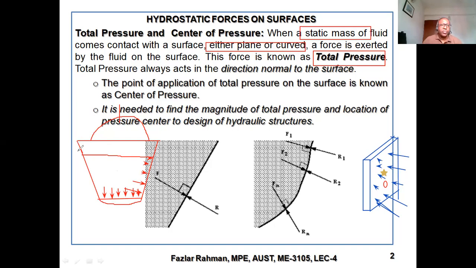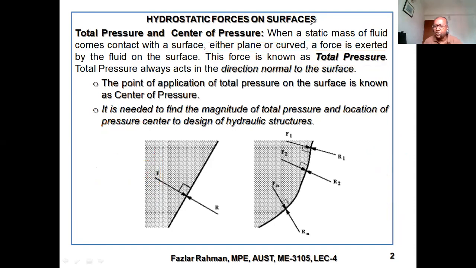Then you will see this side will be deep also deflect. If the wall is strong enough, the pressure force working on the bucket from this direction will be resisted by the strength of the wall. Okay. So remember that when a fluid comes in contact with a structure, it will apply some pressure or force perpendicular to the surface always. And this force is known as total pressure.